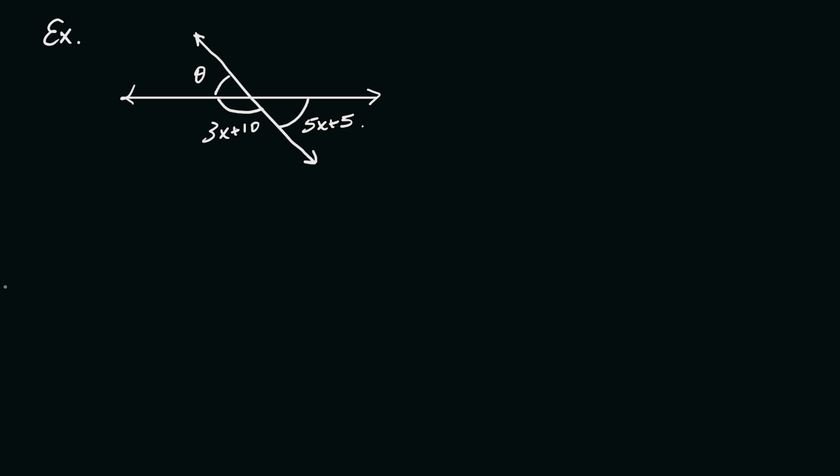Alright, hopefully you just paused the video and tried to figure this out. Now, there's one thing that we can tell between these, right? We can tell that angle theta here is just the vertical angle of 5x plus 5, right? Angle theta is congruent to angle 5x plus 5 because they are vertical angles.